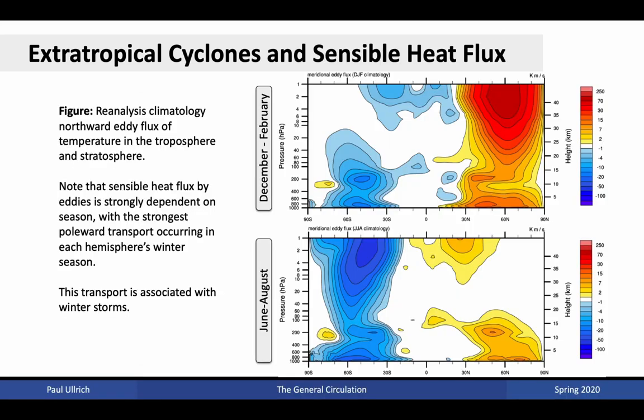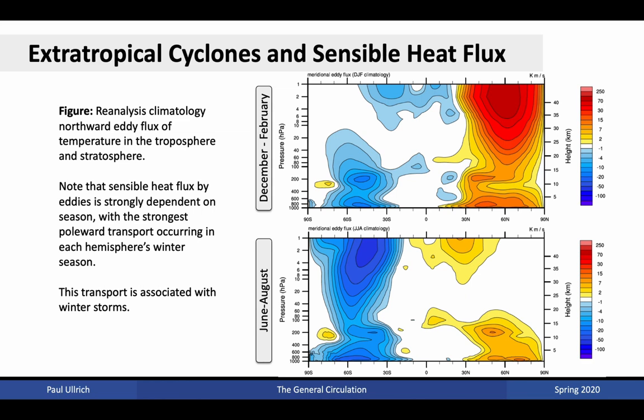Extratropical cyclone heat flux can be quantified using the meridional eddy flux of temperature. This is equal to the perturbation meridional velocity, that is, the meridional velocity at each time minus the reference climatological meridional velocity, multiplied by the temperature perturbation, which is equal to the temperature at a particular time minus the climatological temperature. What we see is that in the winter season, we have significant poleward transport associated with this extratropical cyclone activity.